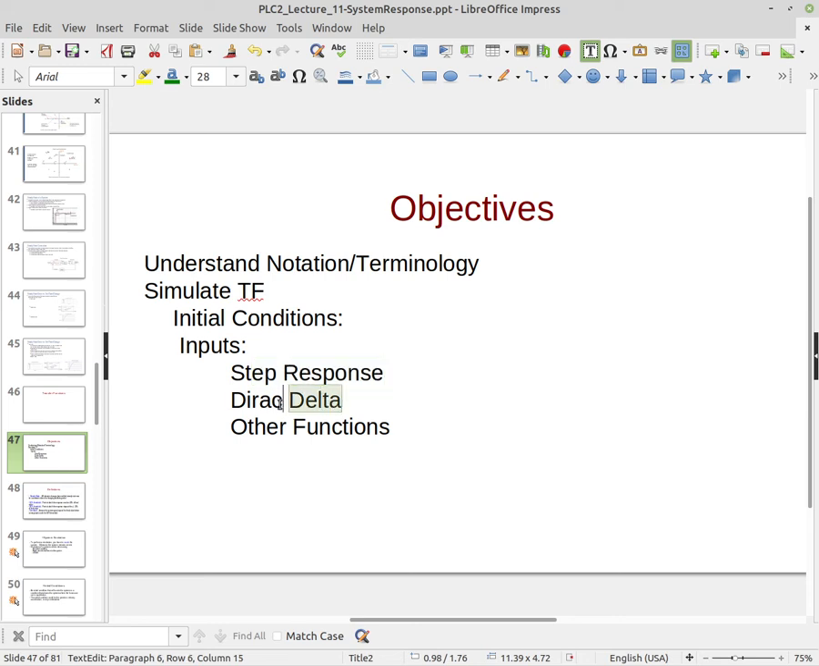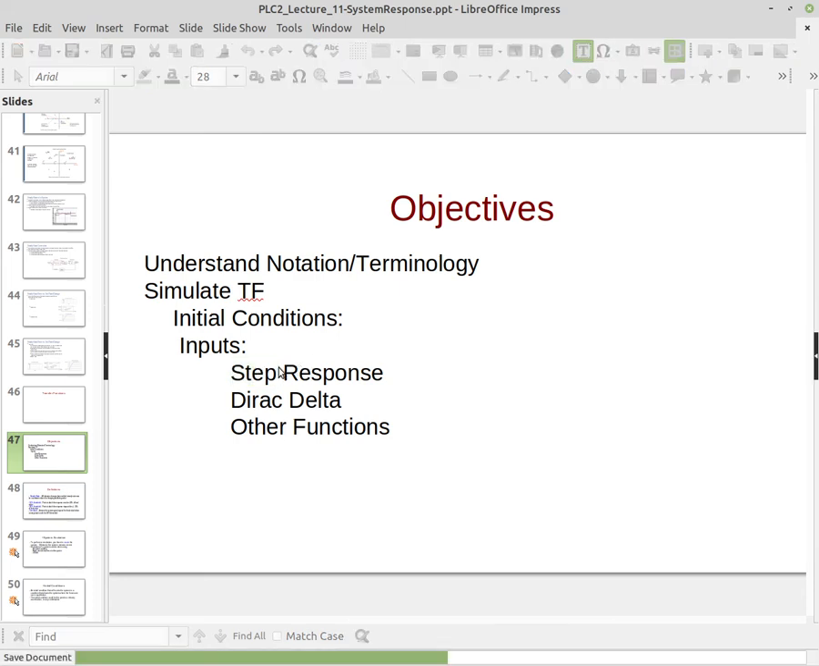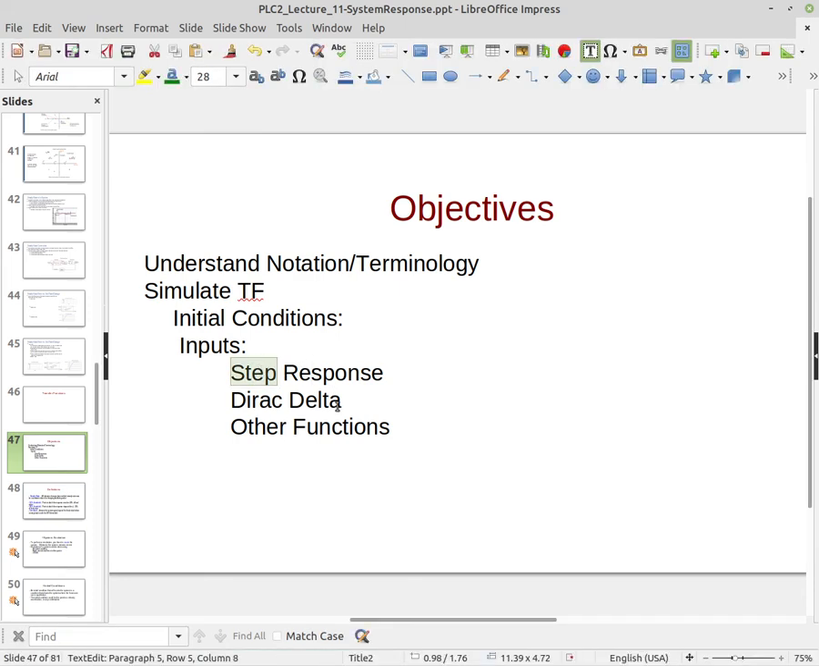The Dirac delta is just a push. You give it a push and then you let it go. Back to the analogy of pushing somebody on a swing: you give them a push and let them go for a while, and maybe later you come along and give them another push. Or we could apply something like a sine wave. We do these to our systems to get an idea of how the system is behaving, and then after we apply our control system, how our control system is behaving.